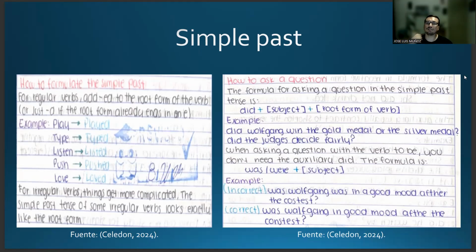How to ask a question. The formula for asking a question in the simple past tense is did plus subject plus root form of the verb. Example, did Wolfgang win the gold medal or the silver medal? Did the judge decide fairly? When asking a question with the verb to be, you don't need the auxiliary did. The formula is was or were plus subject. Example, incorrect: Was Wolfgang was in a good mood after the contest? Correct: Was Wolfgang in a good mood after the contest?